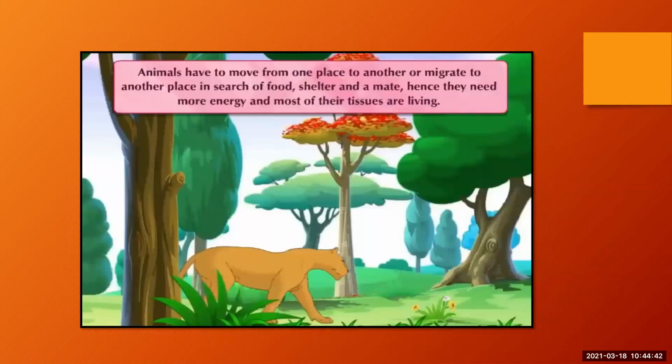Here, the animals have to move from one place to another or migrate to another place in search of food, shelter, and mate. Hence, they need more energy, and most of the tissues are living. Now, as compared to plants, plants are stationary, so they do not require as much energy as the animals require. As animals have to move from one place to another in search of food, shelter, and finding a mate, they require more energy than the plants.